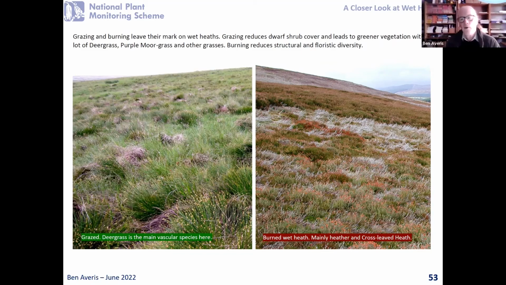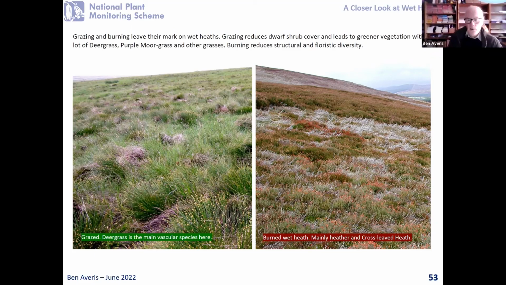Burning has an effect as well. Obviously, patch burning, like this in this picture here, grouse moor management, is very obvious just seeing the patches, but it also has an effect on the vegetation, tending to homogenize things, reducing the overall floristic diversity over the years, which isn't a really good thing. And you can lose things like dwarf juniper and some species of mosses and liverworts as well.